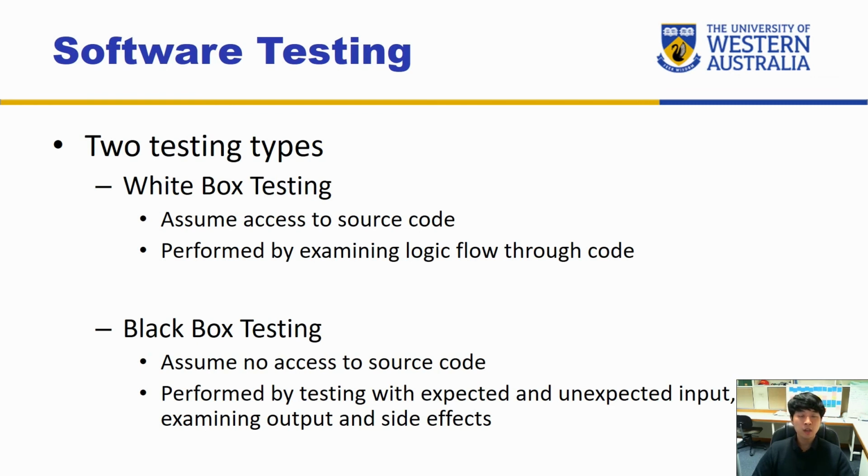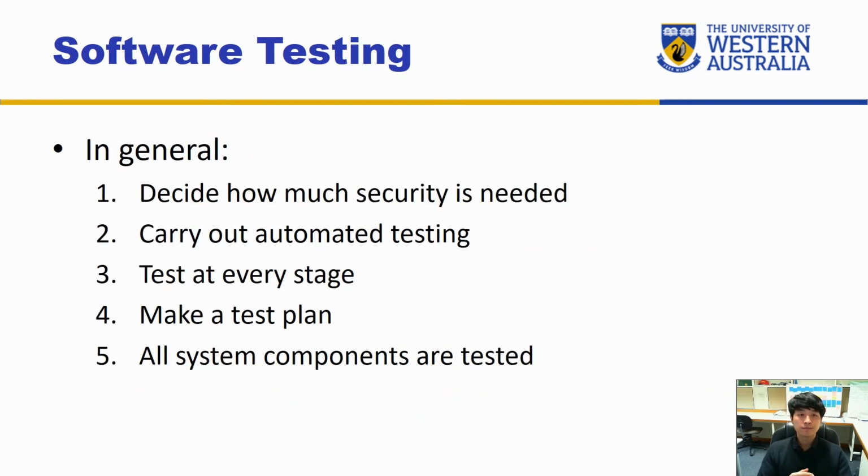But typically, when you're doing unit testing, it's more of white box testing. And as the stage gets later towards the acceptance testing, you're looking towards the black box testing, where external entities are involved in. You don't really want to leak your source code. Okay. So in general, when you're conducting software testing, you want to decide how much security is needed, and those can be derived from your security requirements and security assessment conducted during the first few stages of the software development.